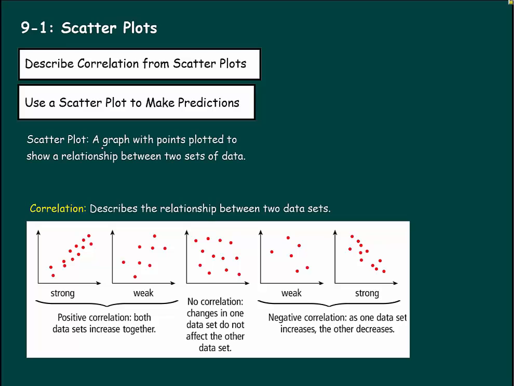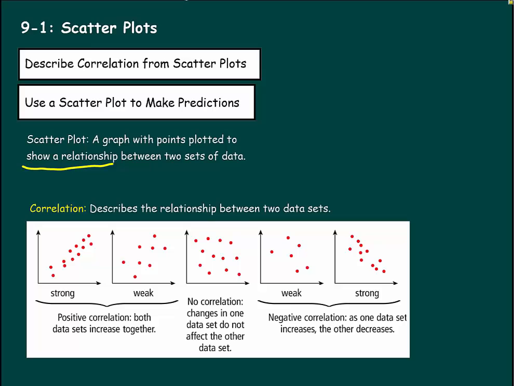Well, a scatter plot is a graph with points plotted to show a relationship between two sets of data. And I guess this is the main point, it's going to show a relationship. So if we have a data set over here and a data set over here, a scatter plot would show whether there's a relationship between those two sets of data, or the word we're using today is going to be correlation. A correlation describes a relationship between two data sets.